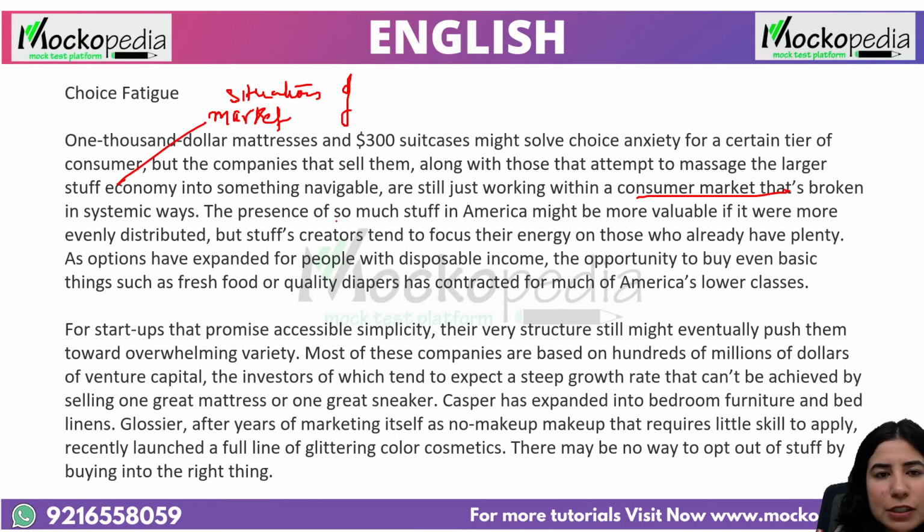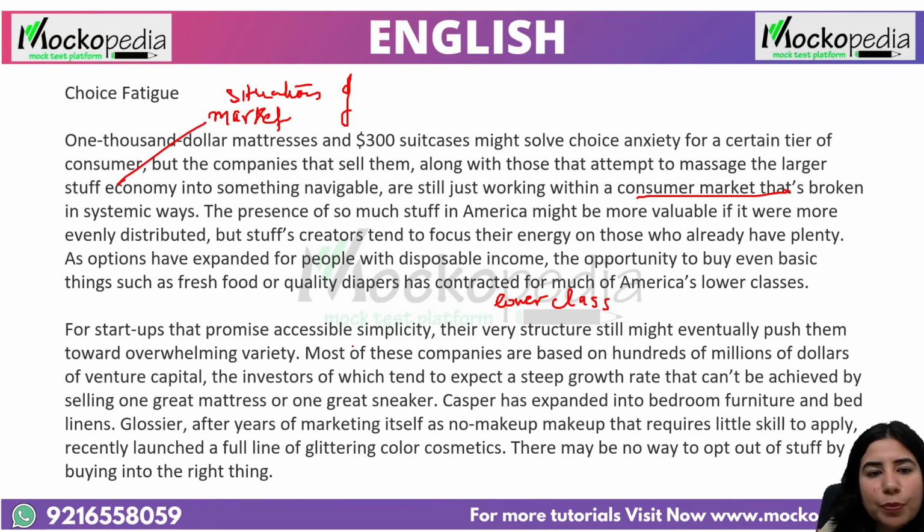Let's see. The presence of so much stuff in America might be more valuable if it were more evenly distributed. मतलब products ज़्यादा distributed होता, but stuff creators tend to focus their energy on those who are already having plenty. राइट, आप समझ रहे हैं? प्रोडक्ट्स उन्हीं को टारगेट करते हैं यूजुअली, जो ट्रेंड है, जिनके पास स्पेंड करने के लिए मनी है. As options have expanded for people with disposable income, the opportunity to buy even basic things such as fresh food or quality diapers has contracted for American lower class. तो lower class की situation को कह रहे हैं कि उनके पास तो options कम ही हो रहे हैं, right? Because the people are not targeting them.